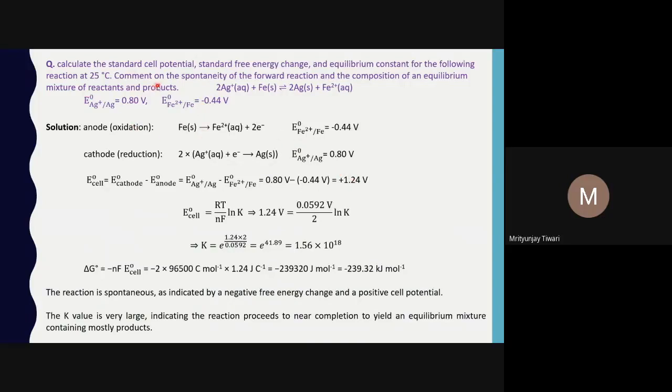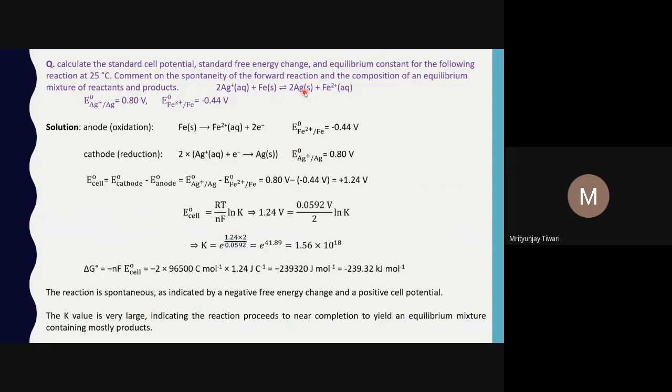Now let us look into solving this question. The temperature is already given, and this is the reaction: 2Ag plus aqueous reacts with Fe solid, giving 2Ag solid plus Fe2 plus. Here we know which is the oxidation reaction. Fe gives Fe2 plus, so Fe is being oxidized, and these 2 electrons are used by 2Ag plus to reduce it to silver, solid silver atoms.